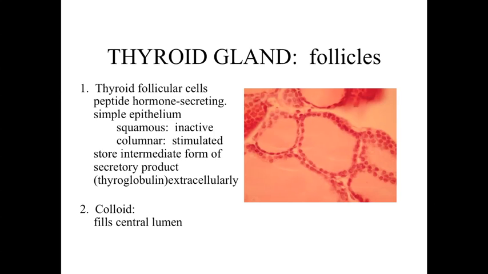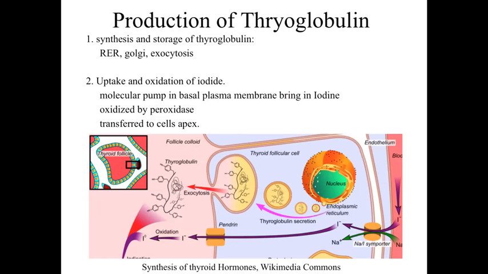So a simple squamous epithelium is going to indicate an inactive thyroid, or at least an inactive thyroid follicle, where a more cuboidal or columnar epithelial cell is going to indicate that it's a stimulated cell and it's an active follicle. Now, these thyroid follicular cells are going to be involved with both the synthesis and secretion of thyroid hormone, thyroglobulin. What's interesting about this is that these thyroid follicular cells are going to be storing the intermediate product extracellularly. They're going to be storing it within the colloid in that central lumen.